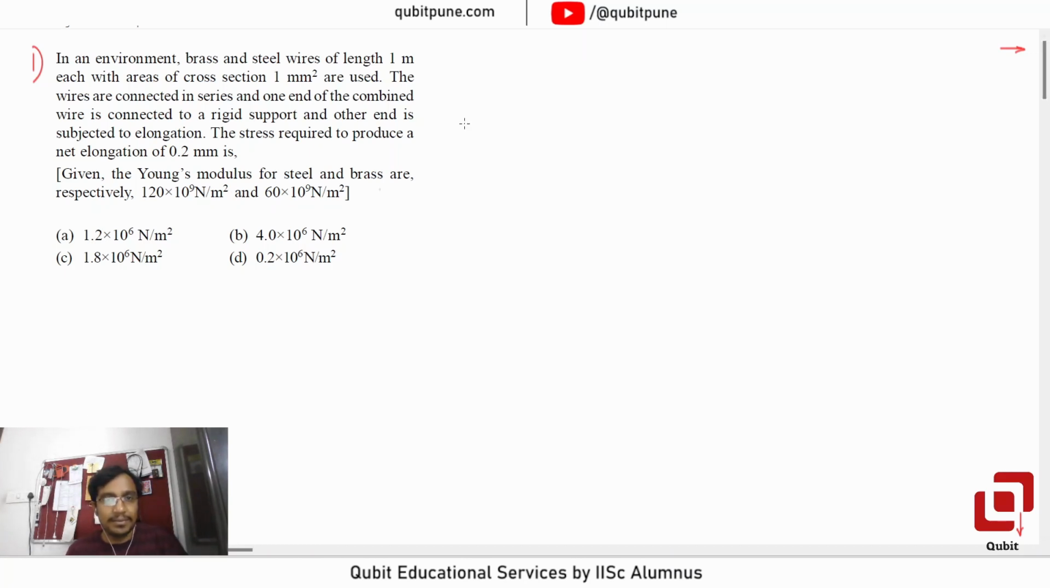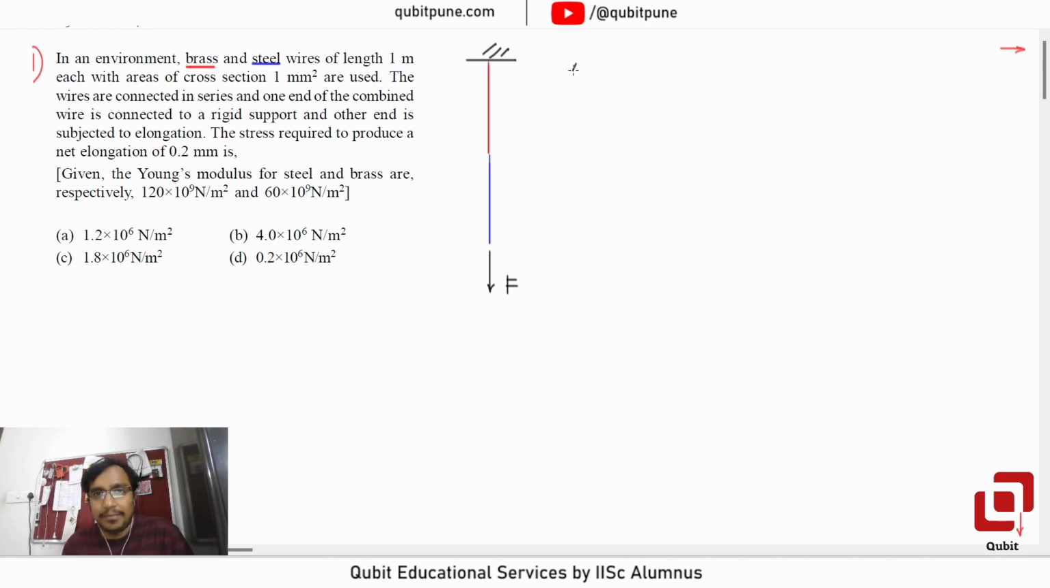So we have two wires. Suppose this is our support. This is our brass wire, and then we have got the steel wire. Let us show it in blue color. Now, the good thing about these wires is that they have identical cross-sectional area and length. Now, the other end is subjected to elongation. That means there must be some force pulling the wires down. They want us to determine the stress required to produce a net elongation of 0.2 millimeters.